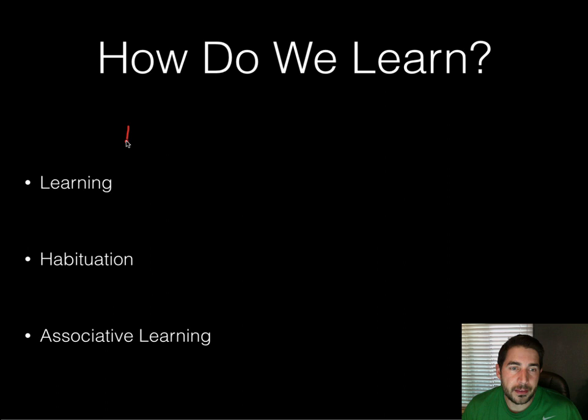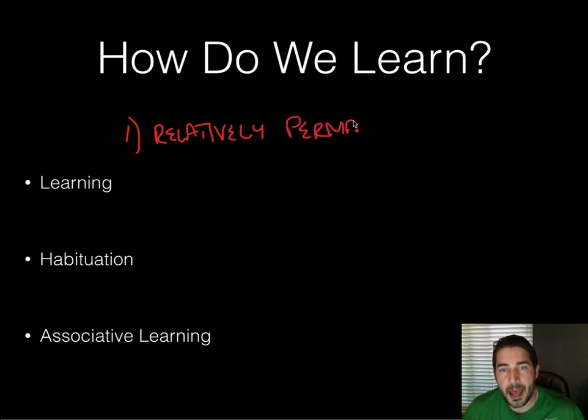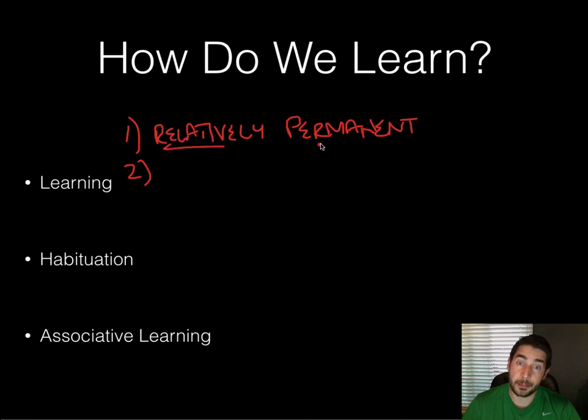Learning requires three things. It requires something that's relatively permanent. Okay, so it has to stick around for a while. It can't be just something that goes in one ear and out the other. So cramming for a test and remembering it really quickly for the test or the quiz and then forgetting it isn't learning because it's not relatively permanent. Okay? It has to change behavior.